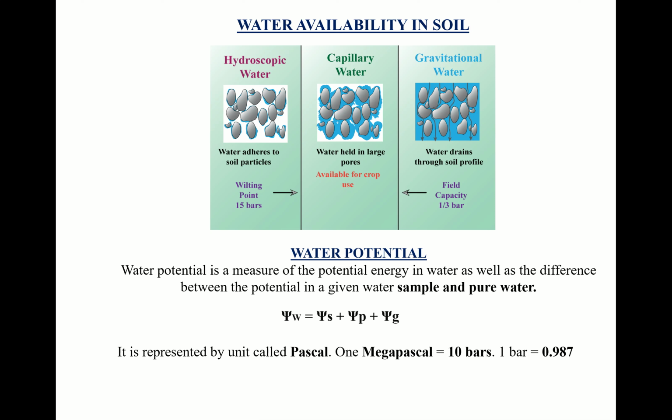It can also be defined as the movement of water from one cell to another, as it provides the direction of the movement of the water molecules from one cell to another cell. It can also be said that it is the difference between the potential of sample water and pure water: sample water minus pure water. That difference can also be counted as the water potential.